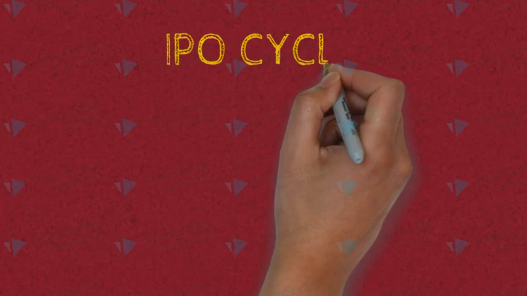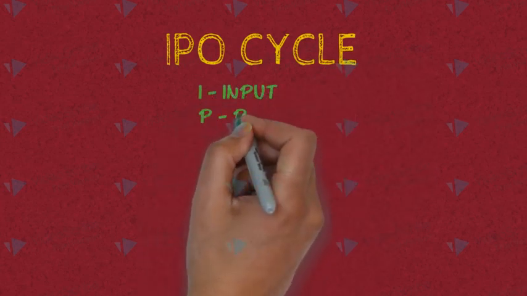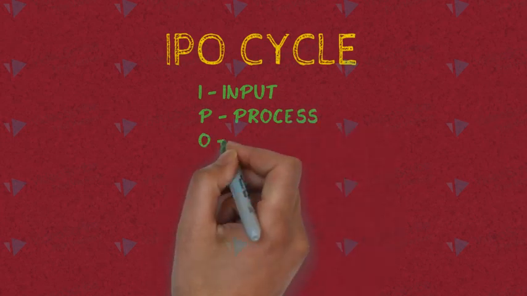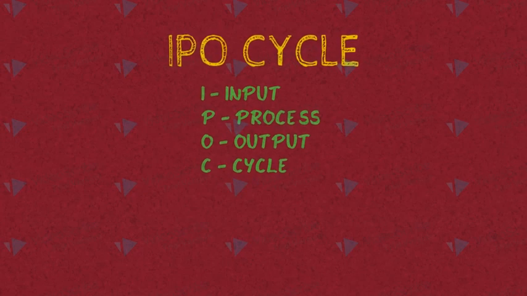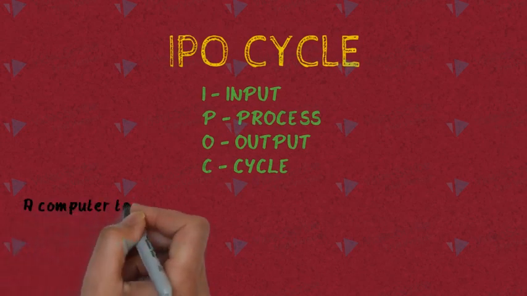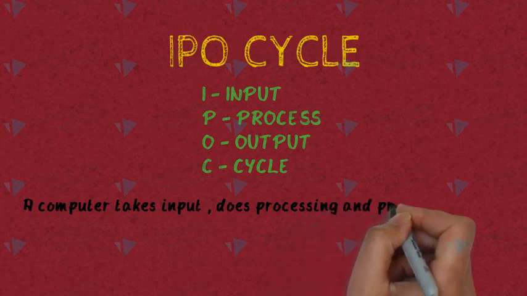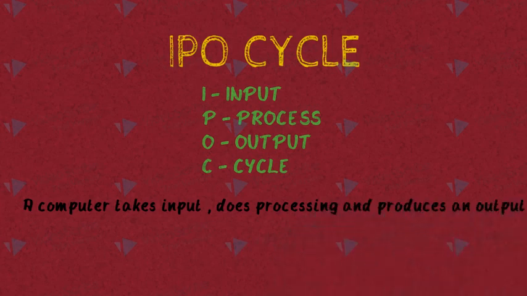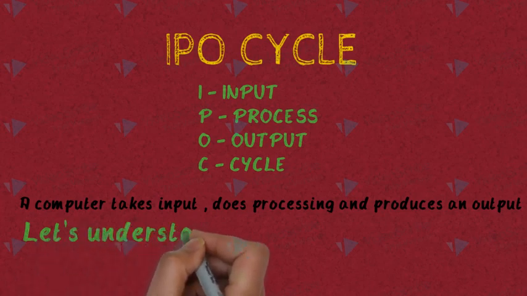It works on IPO cycle. Now, what is an IPO cycle? It stands for input, process, and output cycle. A computer takes input, does processing, and produces an output. Let's understand this with an example.